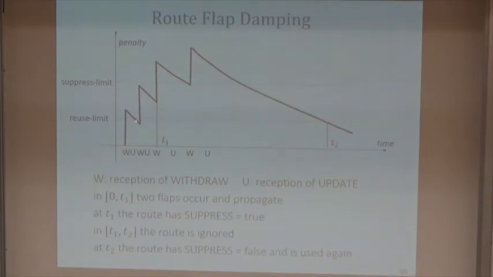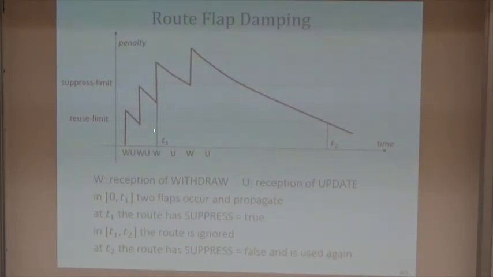Then a bit later, the route is withdrawn again, so a second penalty occurs. Then it's updated and withdrawn again. But the third time the withdrawal arrives, then the penalty is above the suppress limit. Typical values are: the penalty is 1,000, the suppress limit is 2,000. So if you have two withdrawals practically together, the route is suppressed. But if, like here, you have two that are not exactly together, there is enough time for the value to decrease here, and then we allow two withdrawals, but not three.